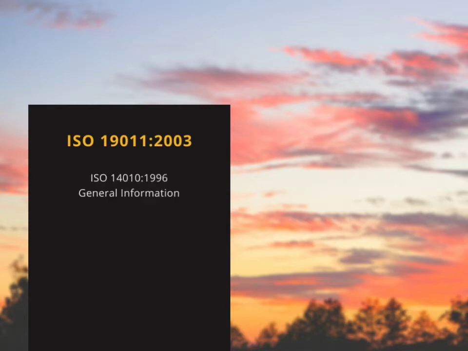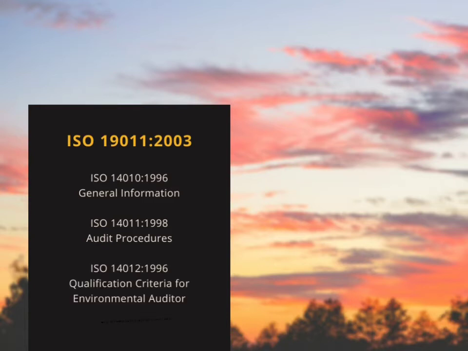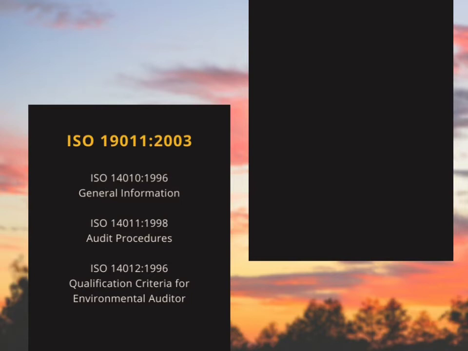So, what is your knowledge about environmental auditing? There are a few clues for you to take a review. ISO 19011:2003 is characterized by three interdependent standards comprising ISO 14010:1996 for general information, ISO 14011:1998 for audit procedures, and ISO 14012:1996 for qualification criteria for environmental auditors.